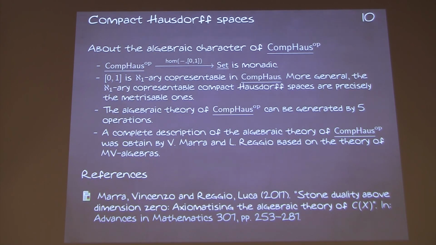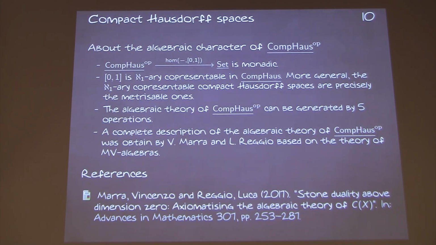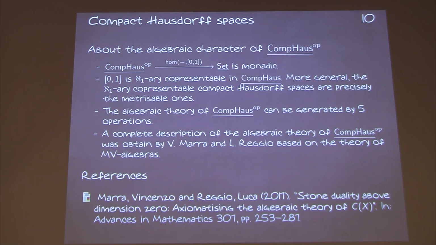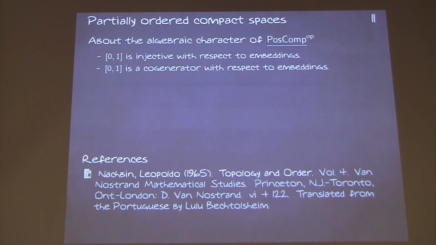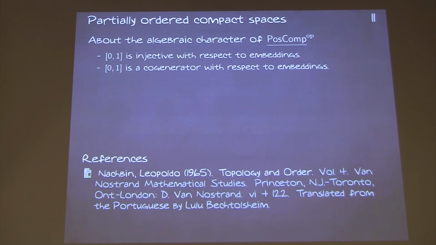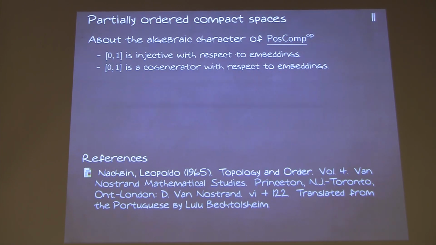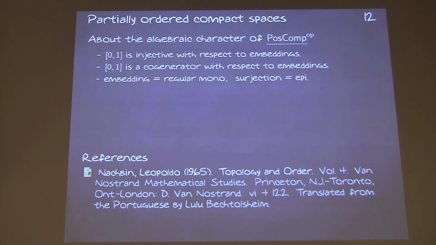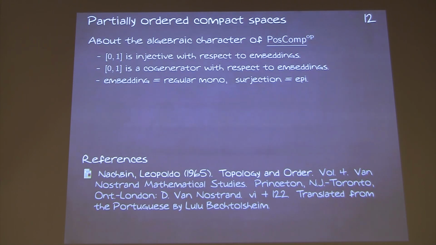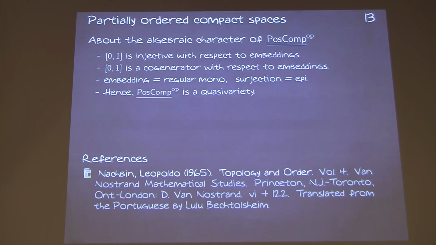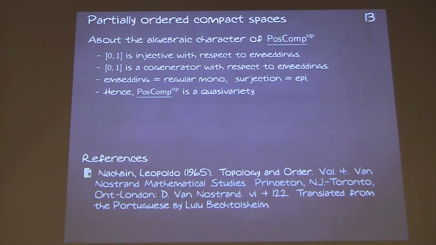Okay, that was about compact Hausdorff spaces, and we were wondering about the ordered compact Hausdorff spaces, and in this case we didn't find much in the literature, except that Nachbin himself in his book provided order analogs to topological results, which allowed us at least to conclude immediately that the unit interval is injective and is a cogenerator, with respect to the usual properties. That essentially is again due to an ordered version of the Urysohn lemma. As well, with a little bit of work, one could also deduce that embedding means regular mono and surjection means epi, which helped us then eventually to conclude that the dual of the category of partially ordered compact Hausdorff spaces is a quasi-variety.